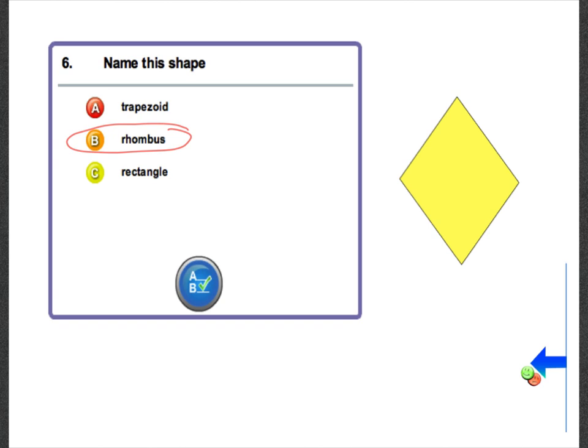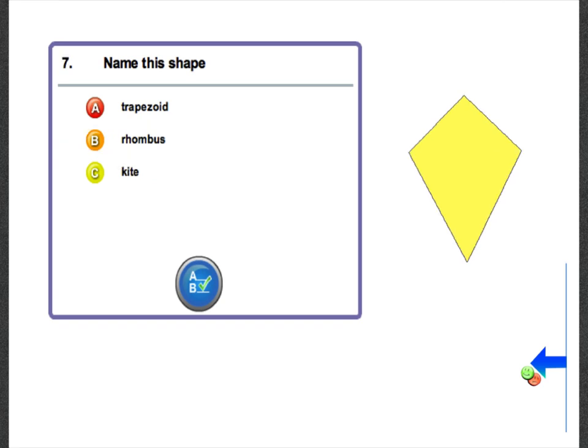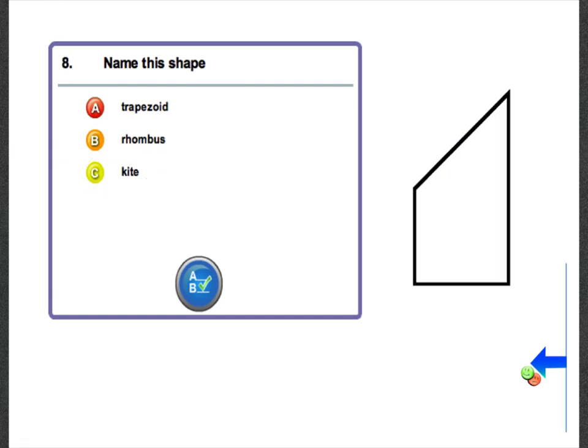Two more. Name this shape. Is it a trapezoid, a rhombus, or a kite? It is a kite. All right, last one. Name this shape. Is it a trapezoid, a rhombus, or a kite? This is that trapezoid that I was talking about. It's not your typical trapezoid, but it is still a trapezoid. You've got this line and this line that are parallel, which is going to make it a trapezoid with only one set of parallel lines.